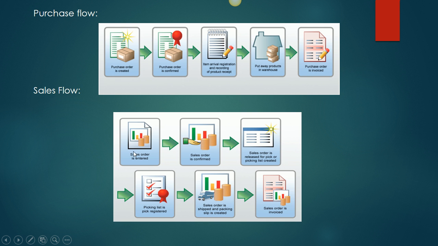Next is the sales flow. The customer gives us a requirement, so the sales order is confirmed, then we send the sales order to the inventory warehouse so that they can pick. The pick list is registered. Once the pick list is registered, we ship the product to the customer, and the customer raises the invoice. So this is the sales process. Supply chain can also be defined as the design process, planning process, execution, and controlling of a product.